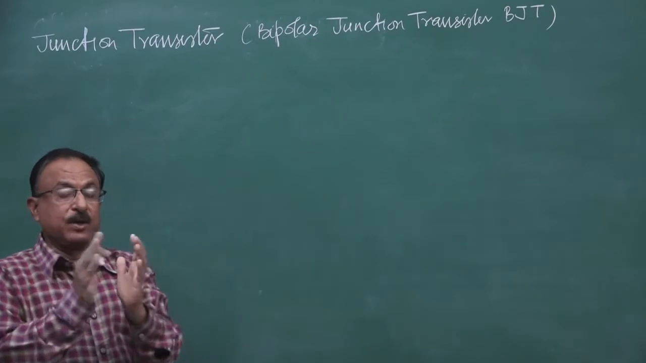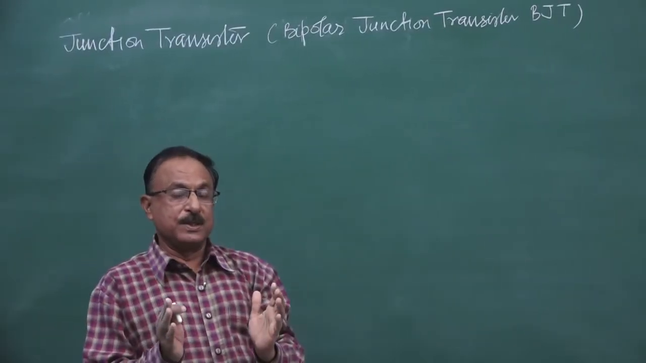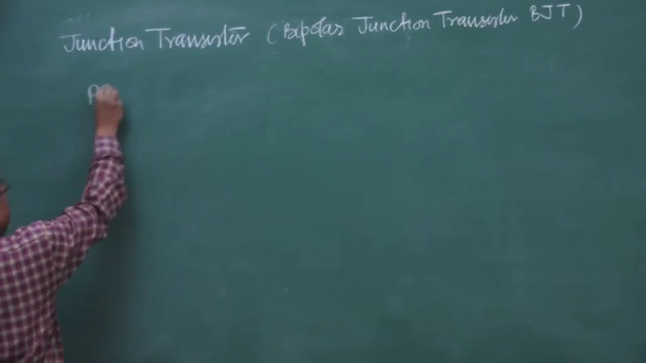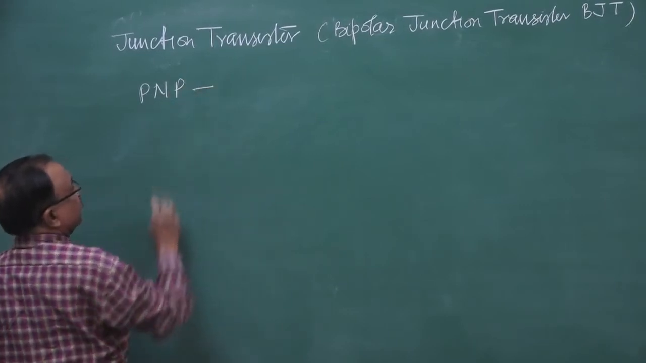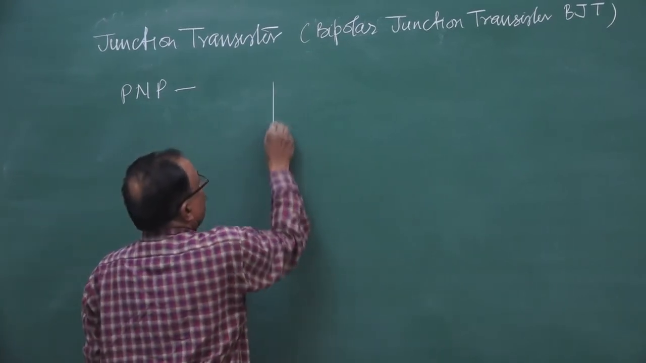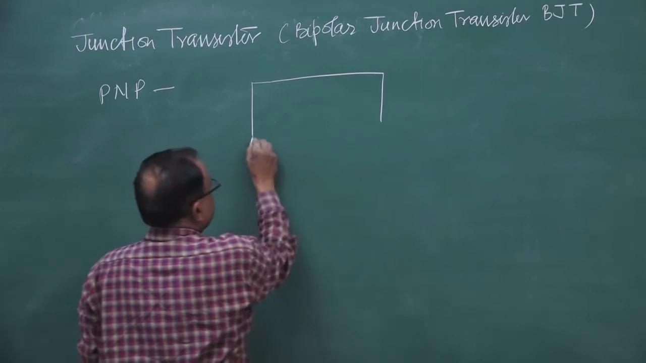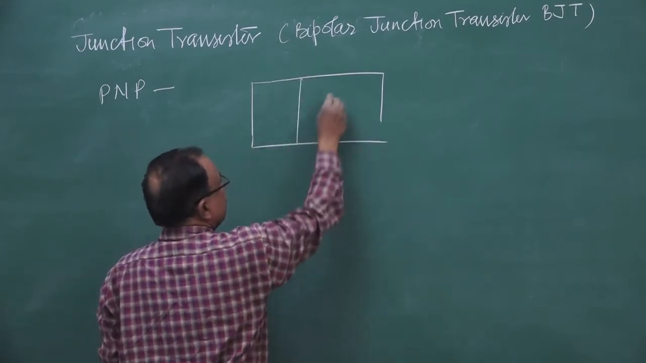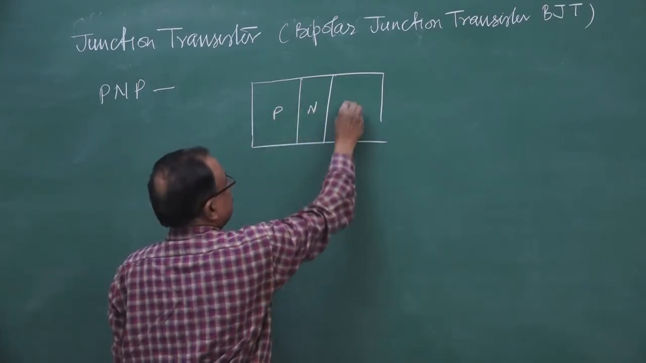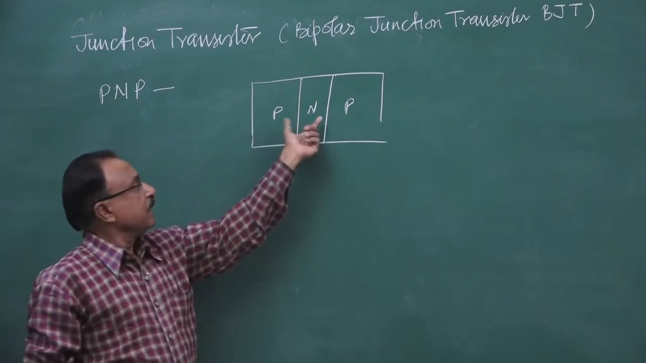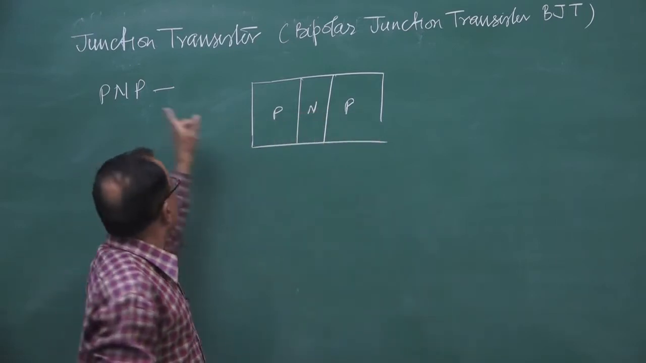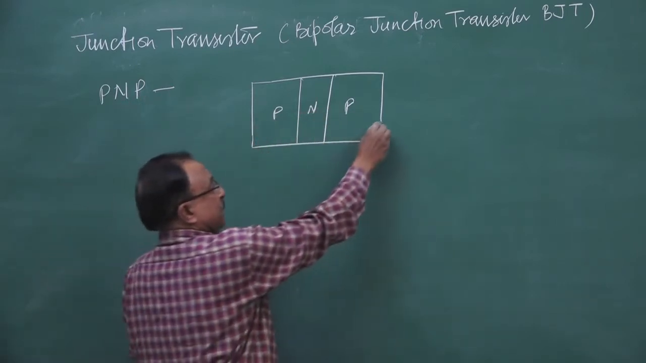Depending upon the arrangement of these doped region, the position of these doped region, we have 2 types of transistor. One is PNP transistor. In the PNP transistor, in between the 2 doped P region, we have a thin layer of N region. Between the 2 P region, a thin layer of the N region is placed, developed, then such a device we call PNP transistor or PNP junction.